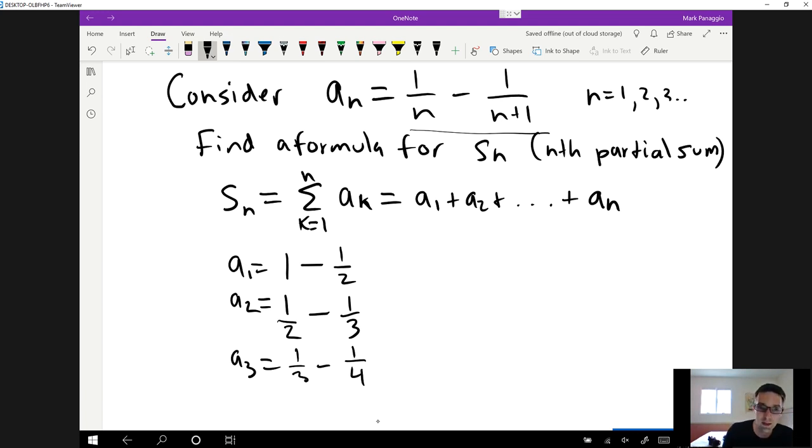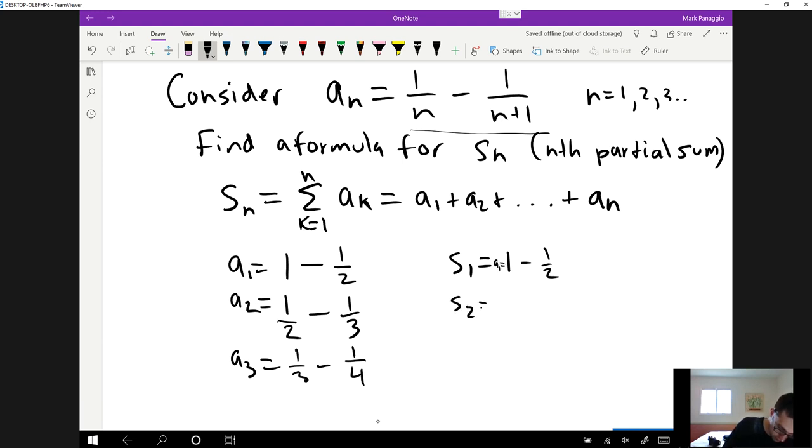Now, I'm going to deliberately leave those terms as is, rather than trying to find a common denominator, because I want you to notice what happens when we start trying to add them up. So S_1, the first partial sum, is going to be 1 minus a half. It's just the same as a_1.